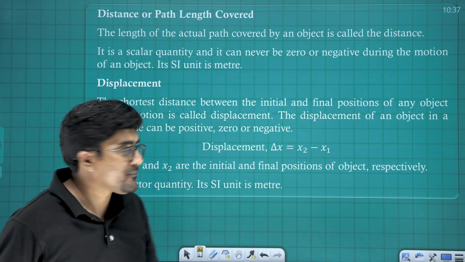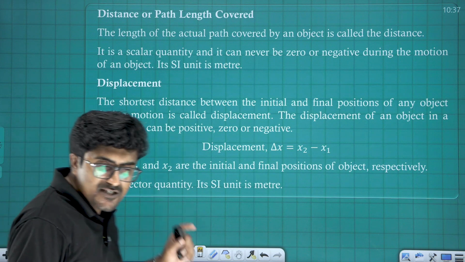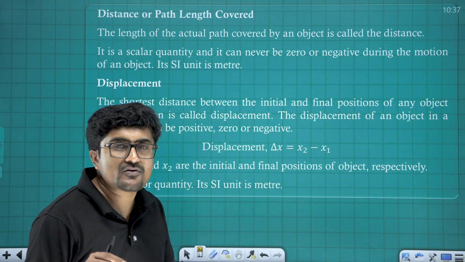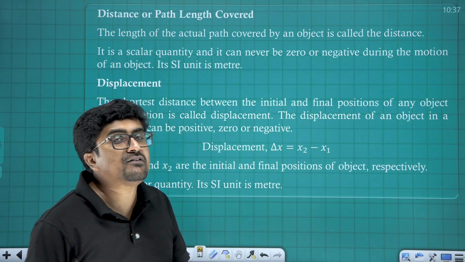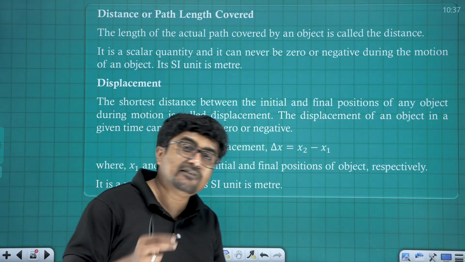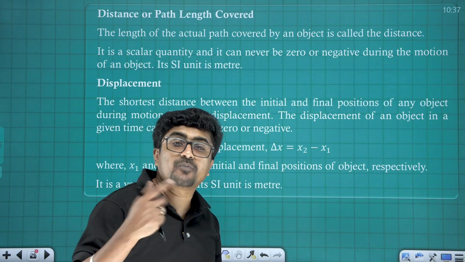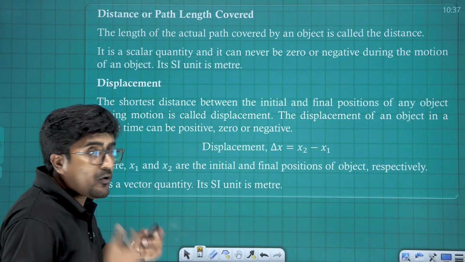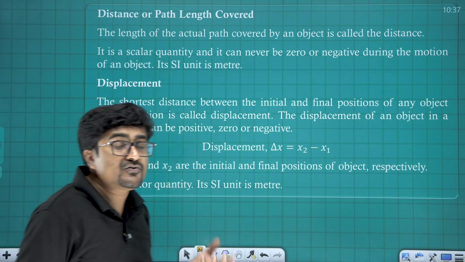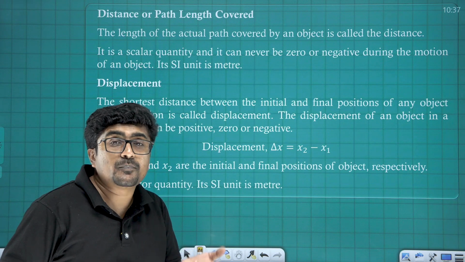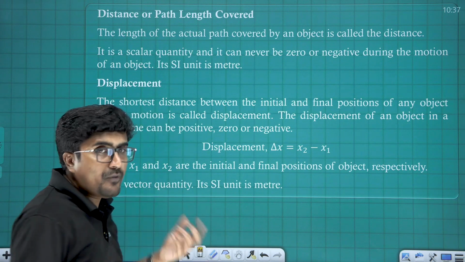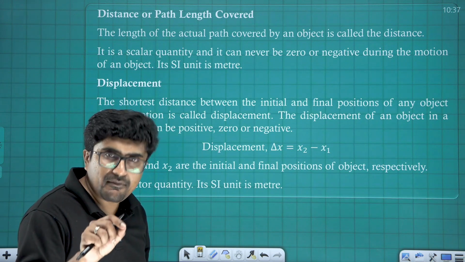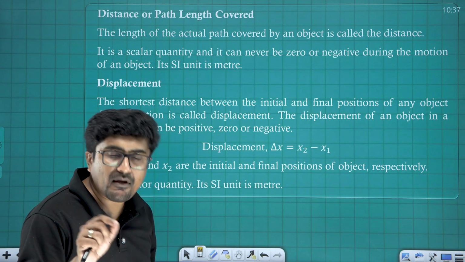Unit is meter. Now displacement: the shortest distance between the initial position and the final position of the body is known as displacement. Displacement can be positive, negative, as well as zero. Displacement can increase as well as decrease with progress of time. So those are the two important physical quantities that we use to tell about the position of the body. And the major difference, as I already told you: distance can never be a negative value, displacement can be positive, negative, as well as zero.